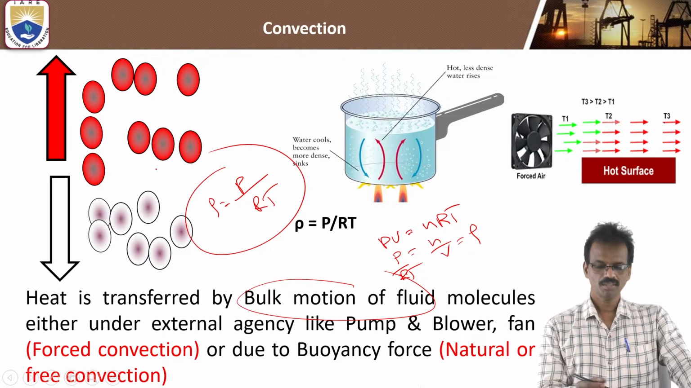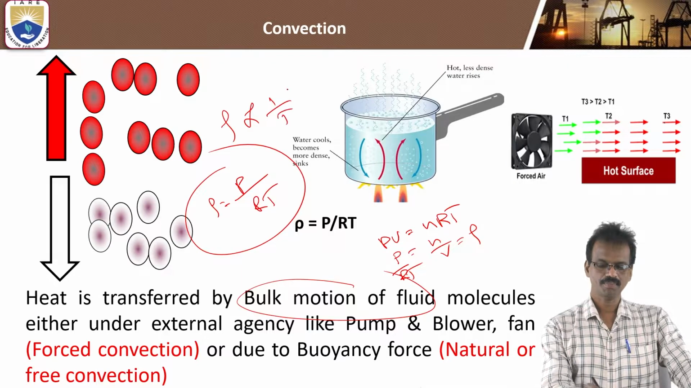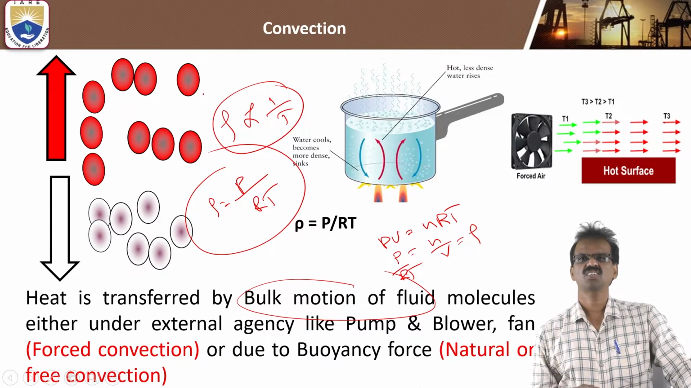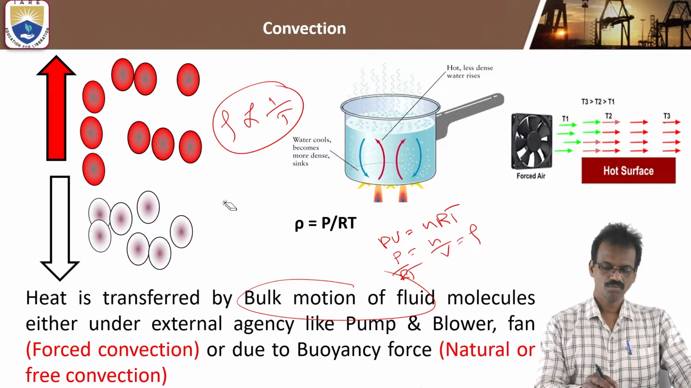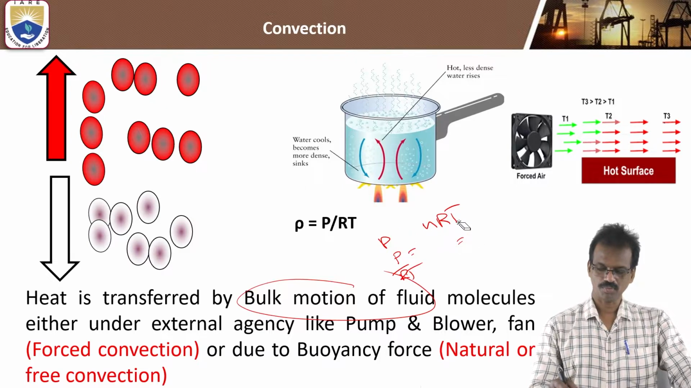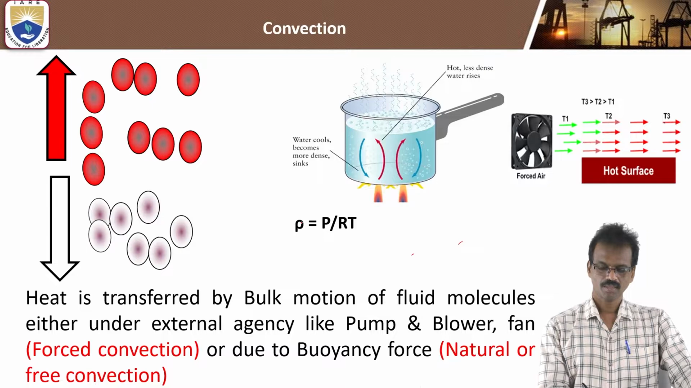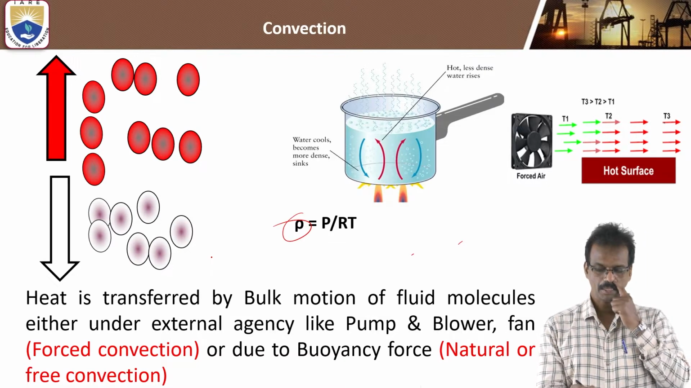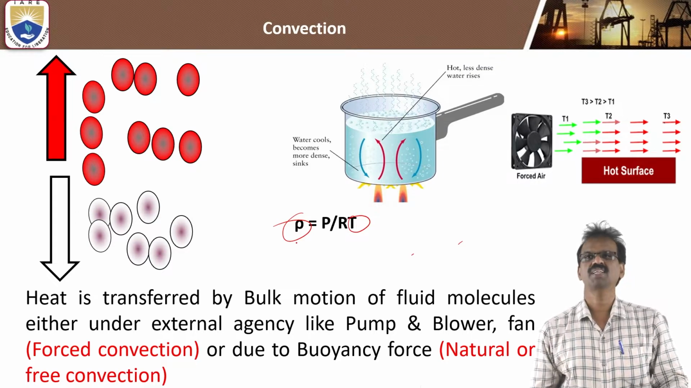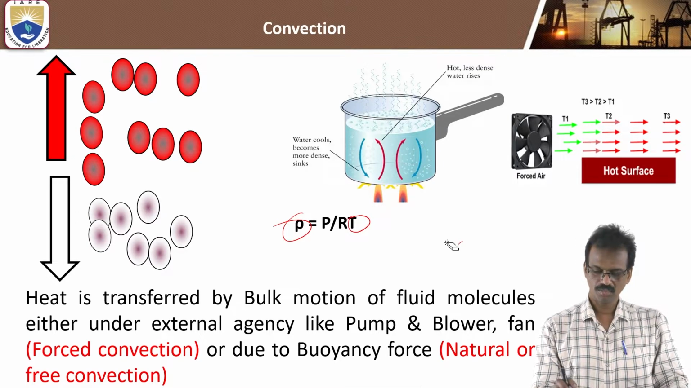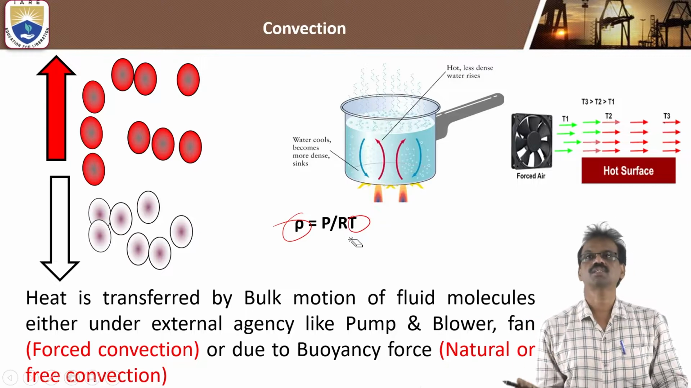Here, density is inversely proportional to T. If the temperature increases, the density of the fluid automatically decreases. You know that principle. If the density increases, the temperature decreases, and if the temperature increases, the density decreases. So the two are inversely related to each other.